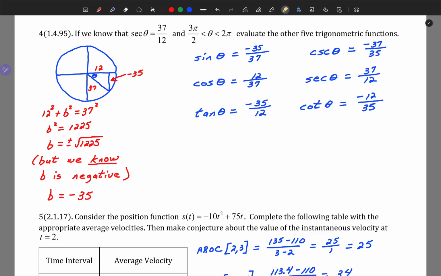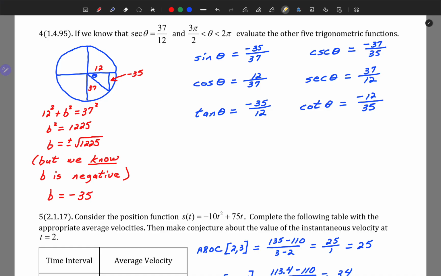But now that I have my triangle defined, I go in and I find all of my trig functions. The sine of angle theta, this is your, again, SOHCAHTOA. So I can say sine is the ratio of opposite over hypotenuse, negative 35 over 37. Cosine, we would know just from adjacent over hypotenuse, or we also know it's the reciprocal of what was given, 12 over 37. The tangent is the ratio of opposite over adjacent. Well, the ratio of opposite over adjacent is going to be negative 35 over 12 there.